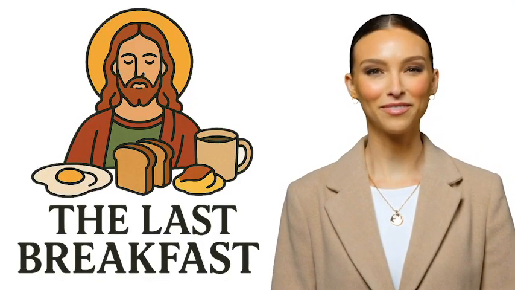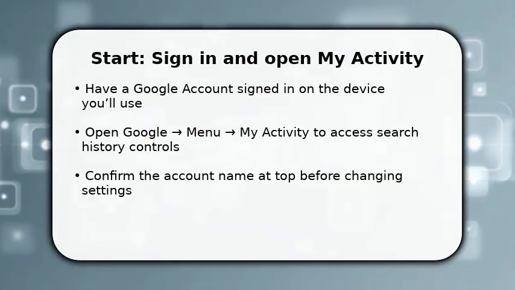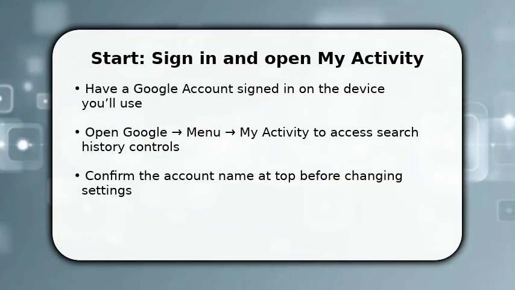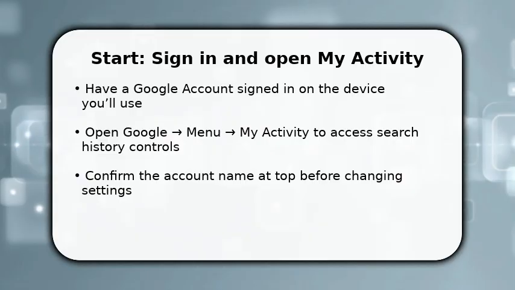Please enjoy the video. You're signed in, so start by opening Google and tapping the profile, then select My Activity. This is where your searches are logged. Enabling history lets Google improve results and recall.